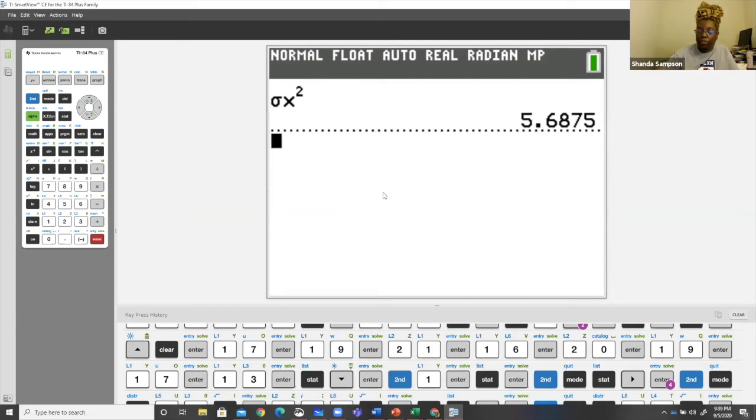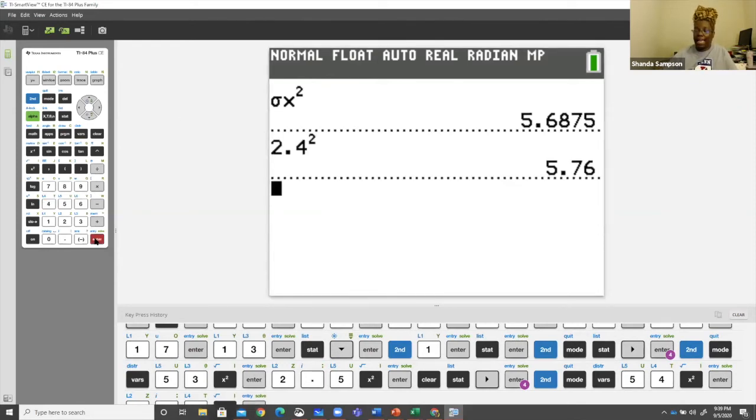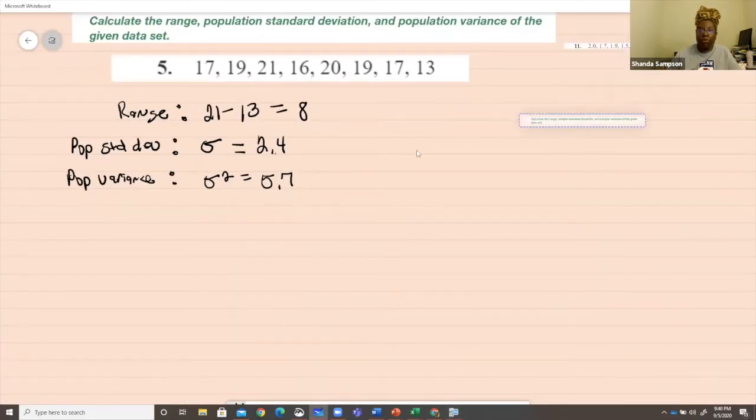And check it out. If you took 2.4 and you squared it, you get 5.8. So you see they're off. Some of them are off by a hair, and some of them are off by a whole lot. Okay, so this one is off by a hair, but it's still off. The appropriate answer is 5.7. So those are your answers. It's pretty simple. So let's do our next example before we go to our final set of information.